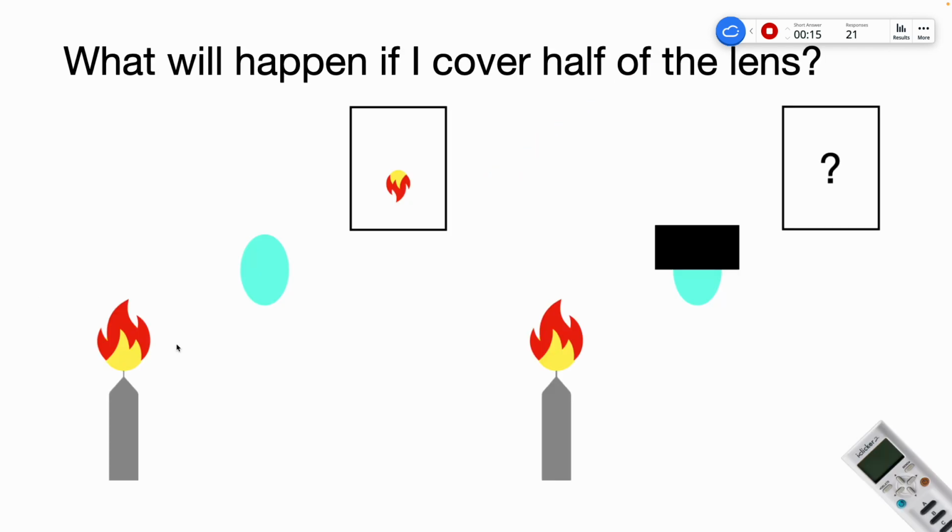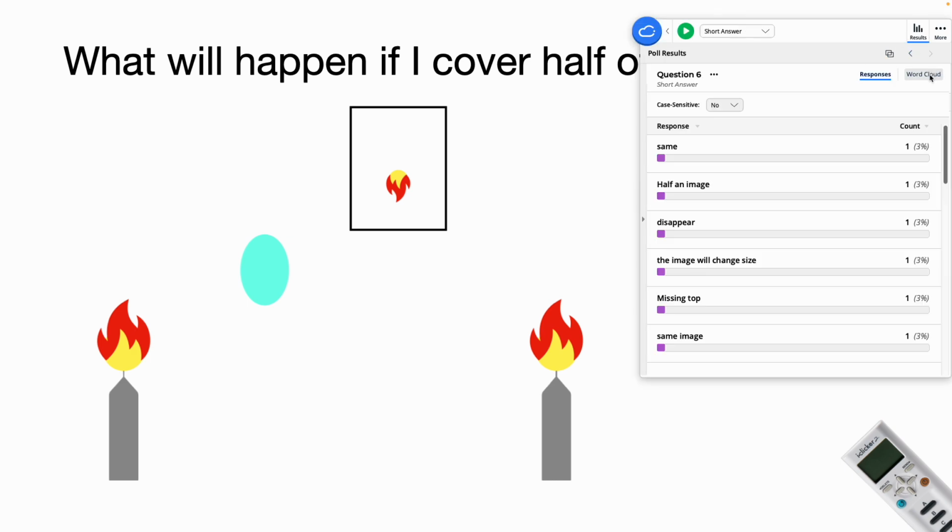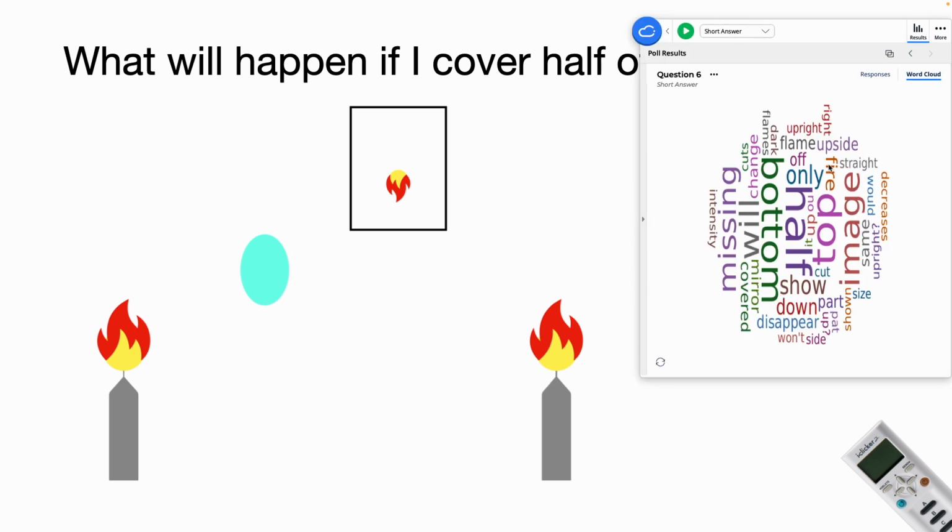Okay, back to this question. It's a convex lens forming an image as it should. Now what I'm going to do is cover half of the lens.